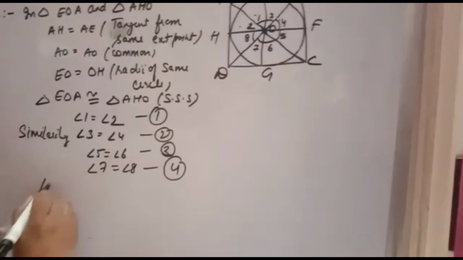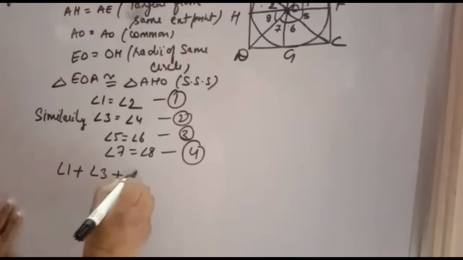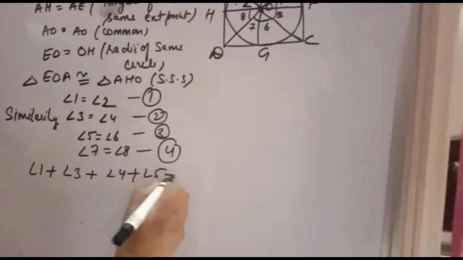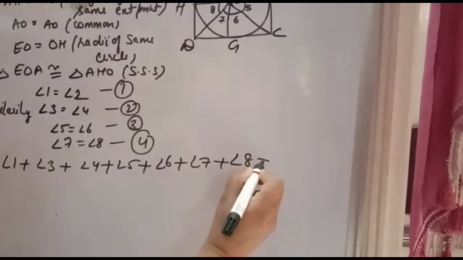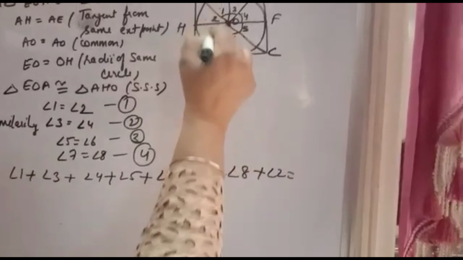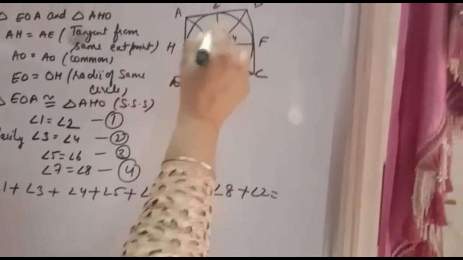Now you know that angle 1 plus angle 3 plus angle 4 plus angle 5 plus angle 6 plus angle 7 plus angle 8 plus angle 2. The sum of all these angles is 360 degrees. The complete angle formed is 360 degrees. Now you want angle 1 plus angle 3, because AOB is angle 1 plus angle 3. So you will write angle 1 plus angle 3 as it is. In place of angle 4 you write angle 3, because angle 4 is equal to angle 3.